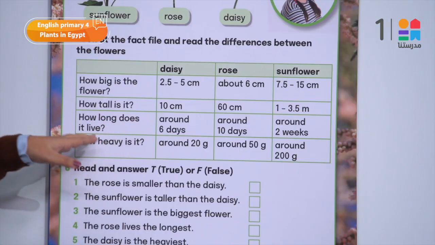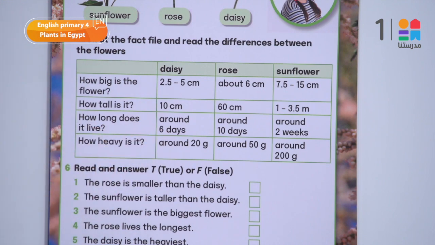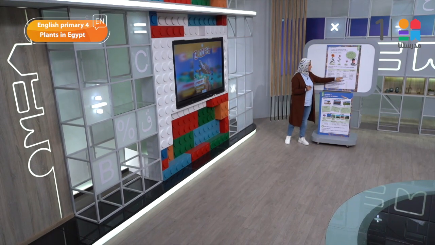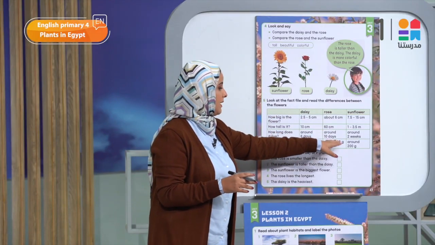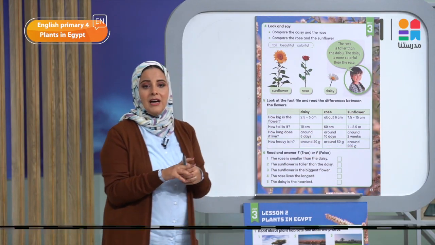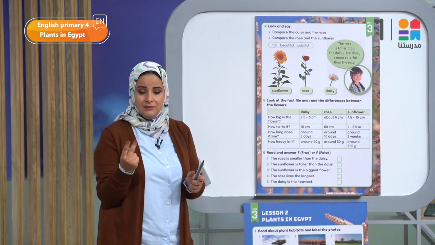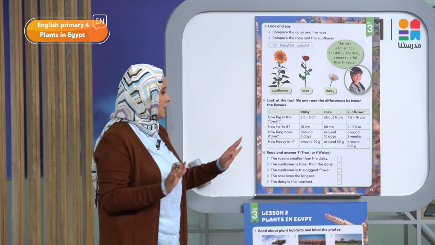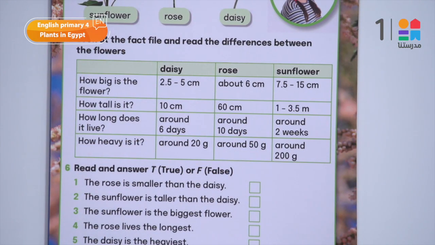Right. How long does it live? For the daisy, around 6 days. For the rose, around 10 days. For the sunflower, around 2 weeks. Well, how many days in a week? 7 days. So 7 and 7 equals 14 days. So the sunflower lives for 14 days.